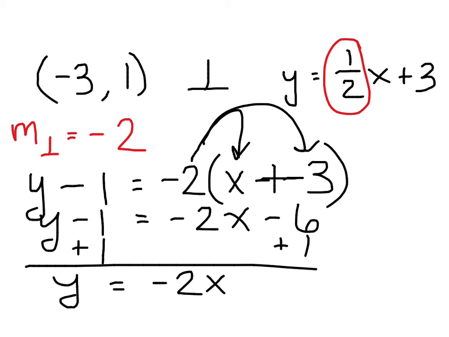-2x -5. So the perpendicular line to 1/2 x plus 3 that goes through the point -3, 1 is y equals -2x minus 5.